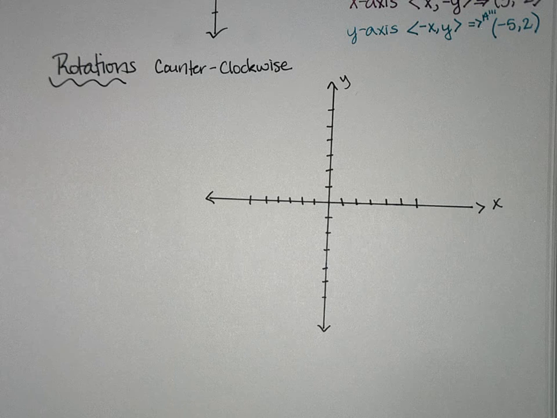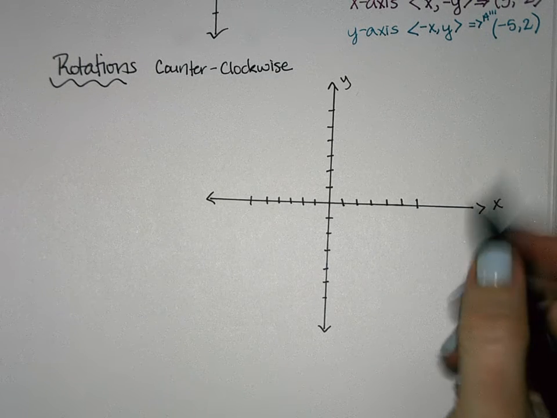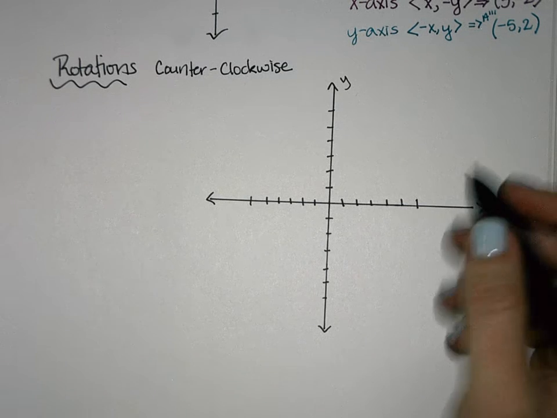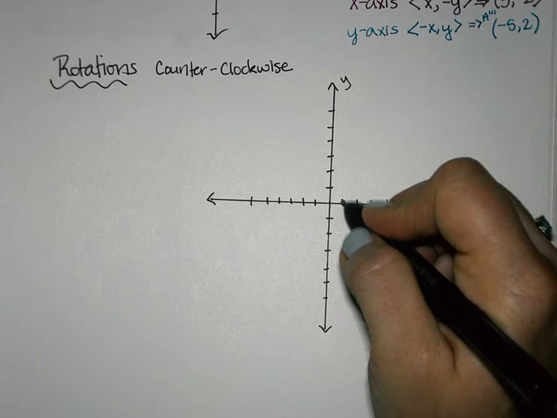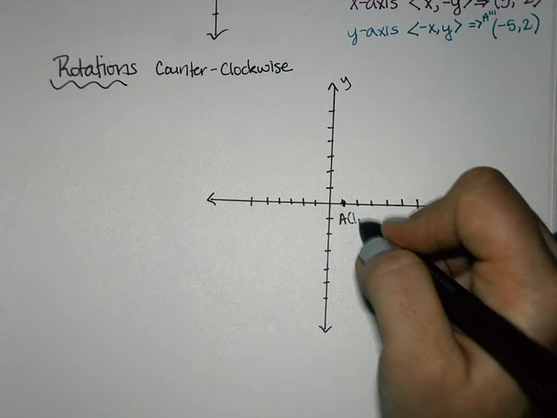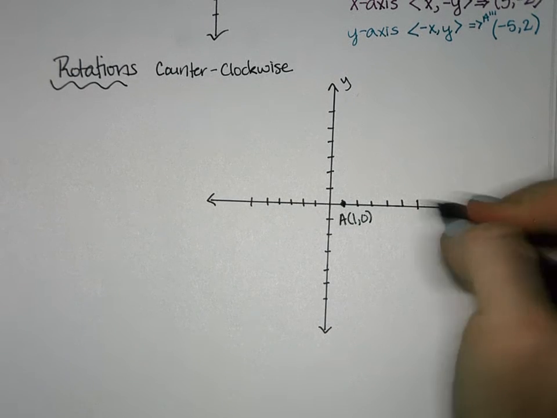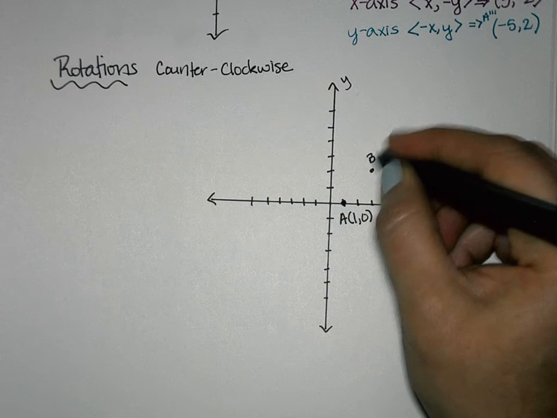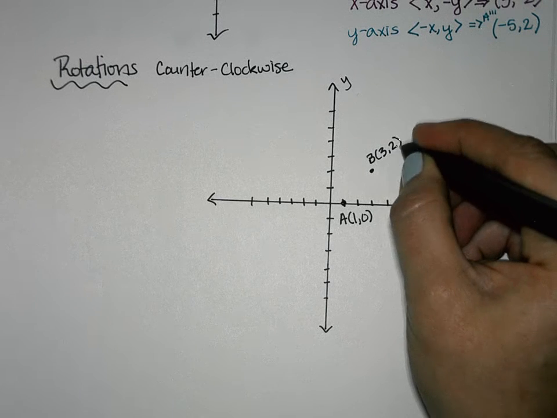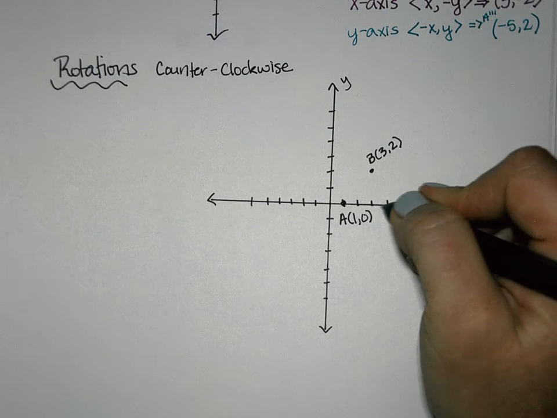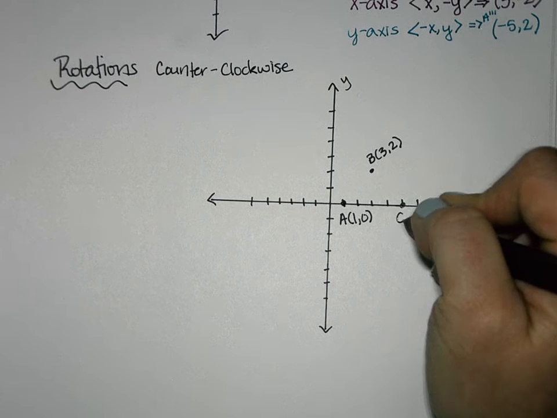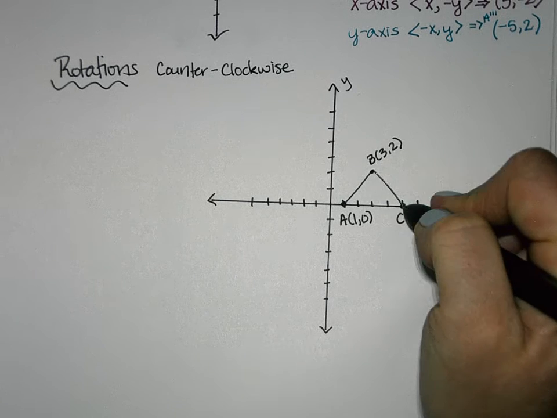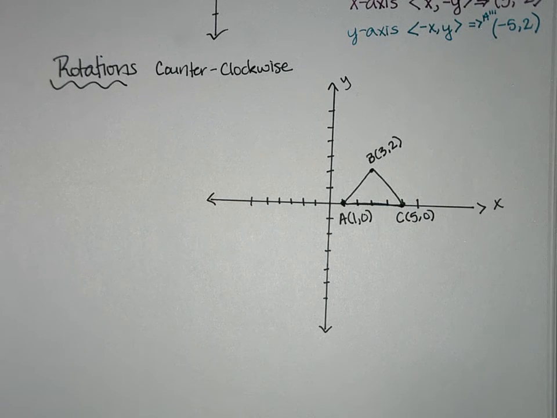Once I have that drawn, I'm going to draw a triangle, and this triangle is what we're going to rotate in all possible ways. So the first point of my triangle is A, which is at the ordered pair 1, 0, B, which is at the ordered pair 3, 2, and C, which is at the ordered pair 5, 0. So these are the 3 points of the triangle that I'm going to rotate.